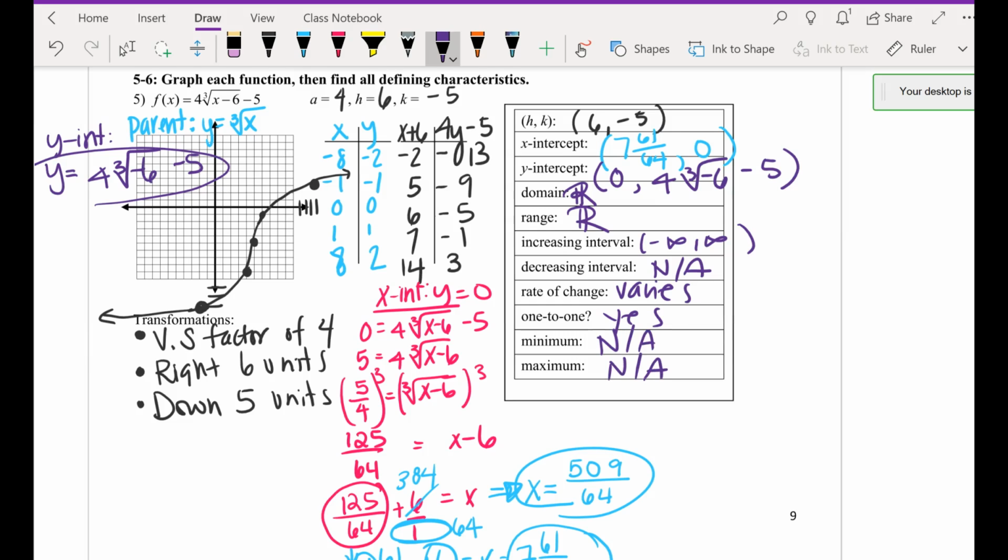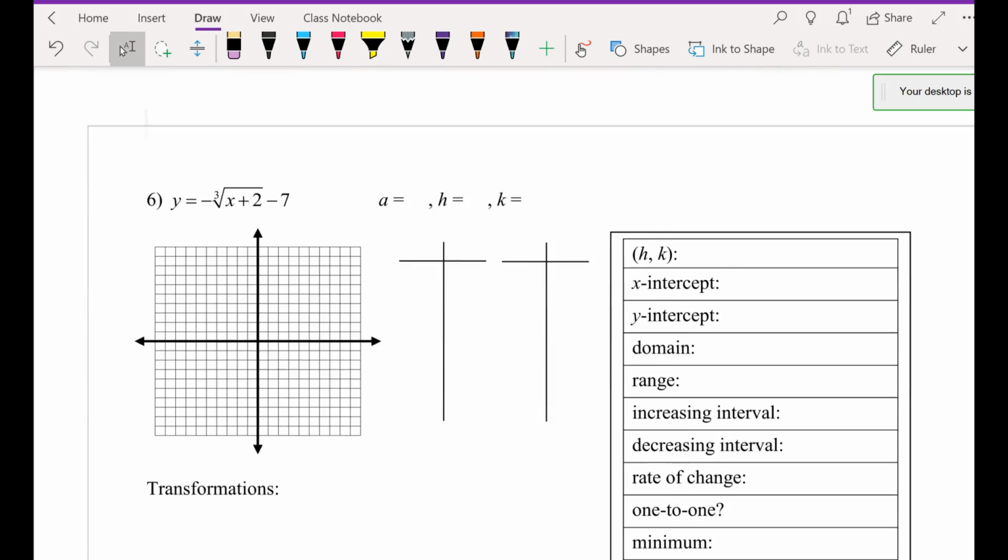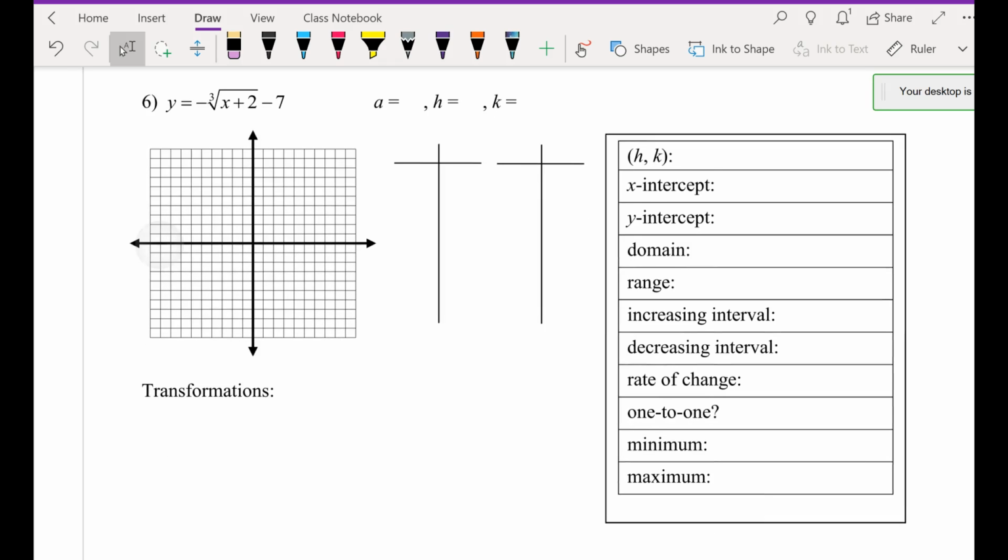We have one more on graphing. Why don't you get a head start on the next question? Identify A, H, and K. Start with the parent, and then transform it from there.